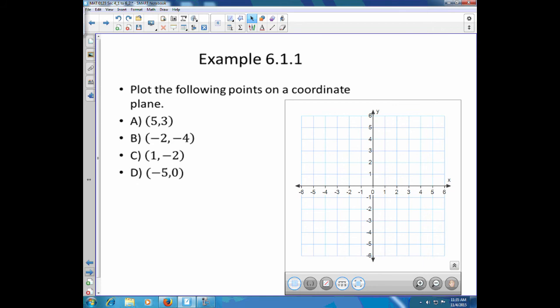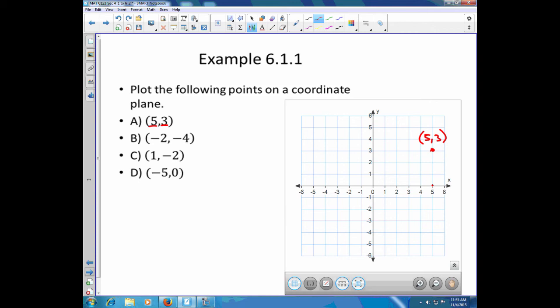Now let's practice plotting the following points on a coordinate plane. We've got the point (5, 3). Well, that's 5 on x and 3 on y. So we're going to start from the origin and go positive 5 on x, and then positive 3 on y, and here's our point, (5, 3).